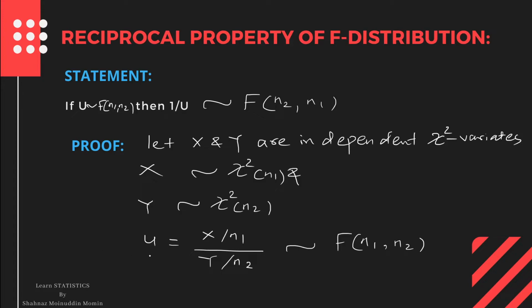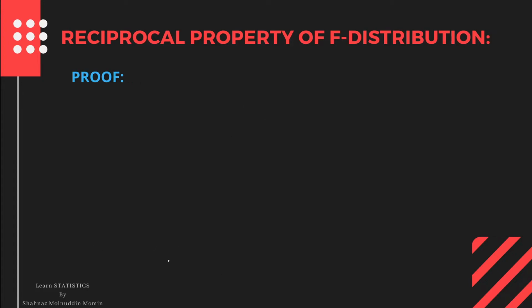Now I will take the reciprocal of u. Then what will happen? Reciprocal of u means 1 upon u. Then what will happen? This is y divided by n2 upon x divided by n1.